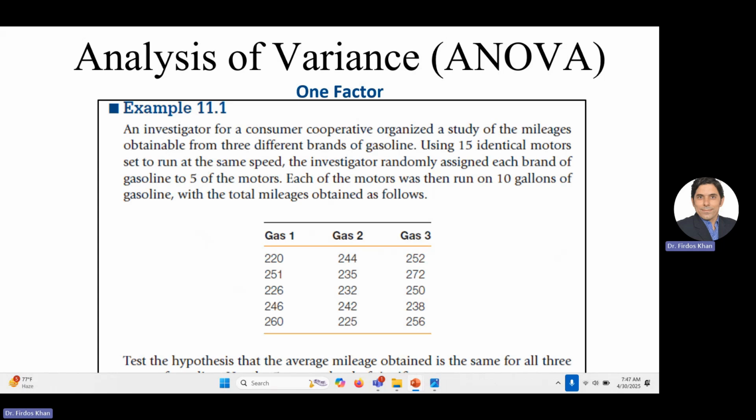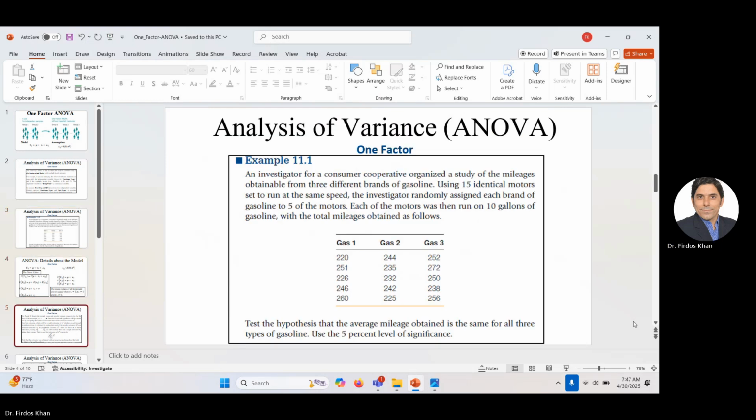Now we have this problem or example, so we can explain what is meant by this actually. Look at this. An investigator for a consumer cooperative organized a study of the mileage obtainable from three different brands of gasoline using 15 identical motors set to run at the same speed. The investigator randomly assigned each brand of gasoline to 5 of the motors. Each motor was then run on 10 gallons of gasoline, with the total mileage obtained as follows.